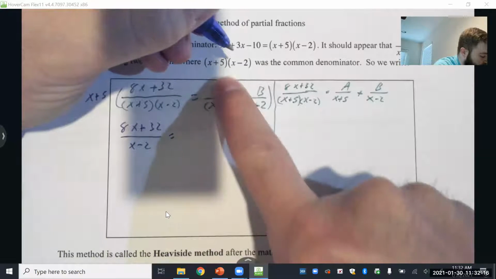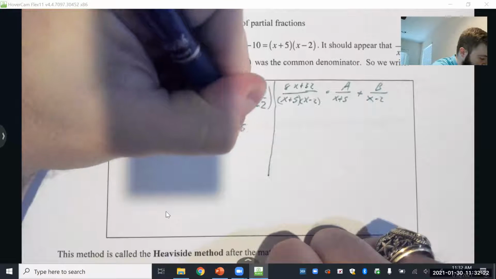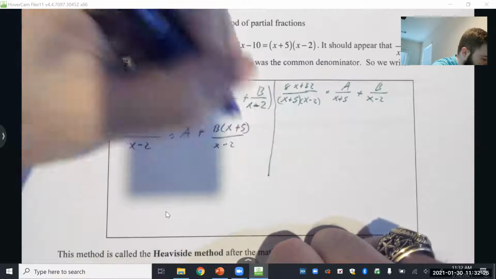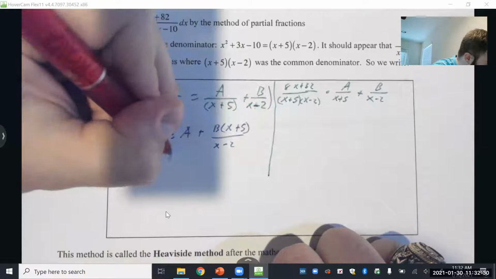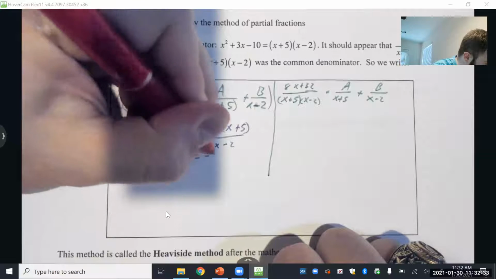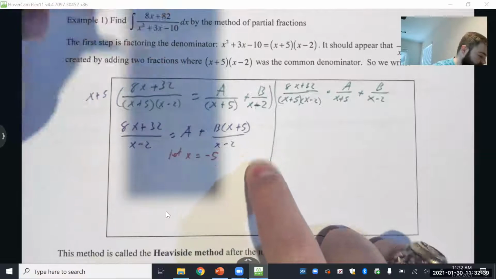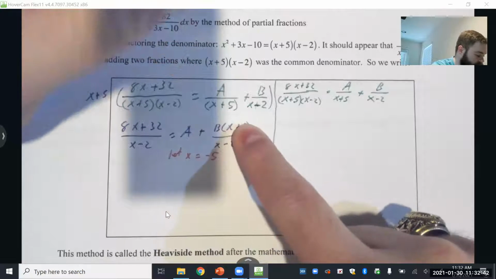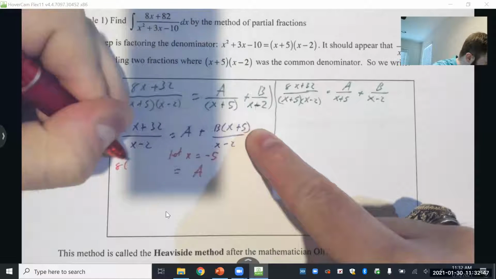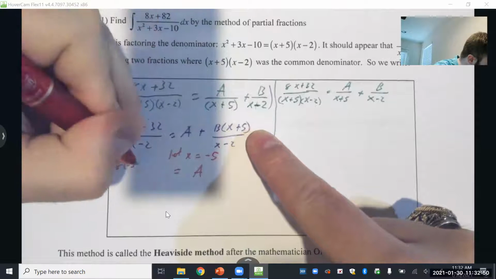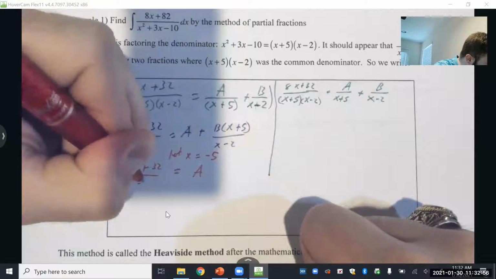And when I multiply this by x plus 5, I'm just going to have A, and then this will end up being capital B, x plus 5 over x minus 2. Okay, then the next step, we are now going to let x equal negative 5. When x equals negative 5, this entire term will go to 0, and we will end up with A equals 8 times negative 5 plus 82 over negative 5 minus 2.